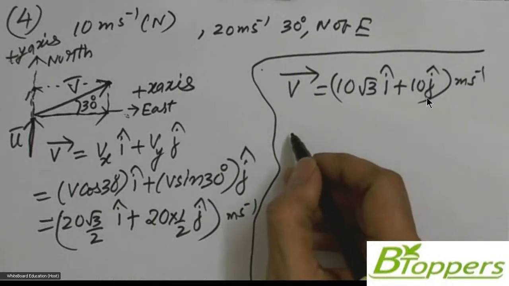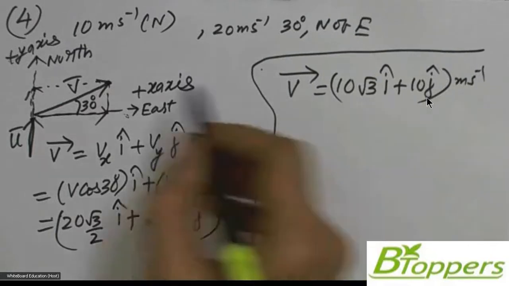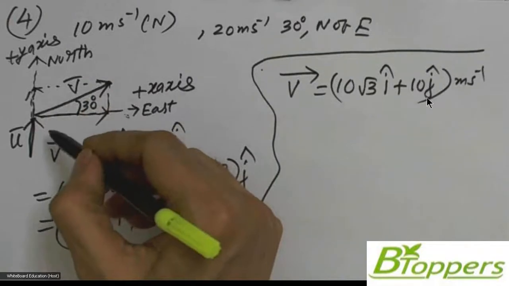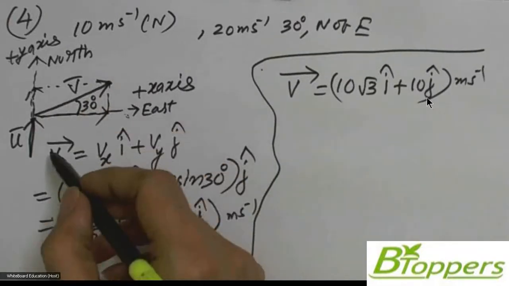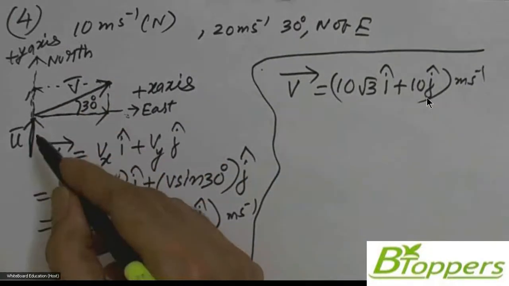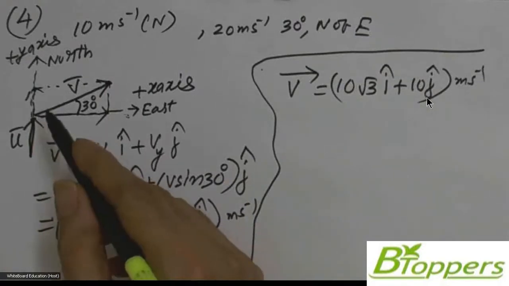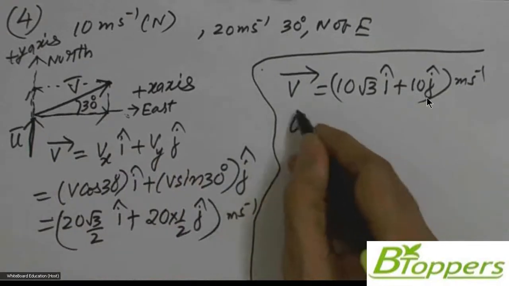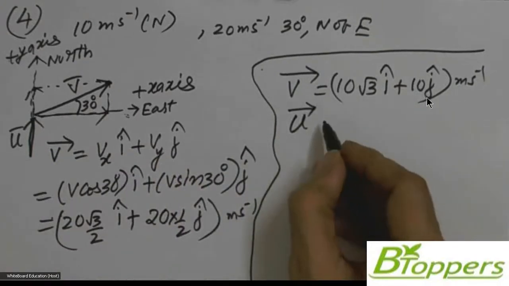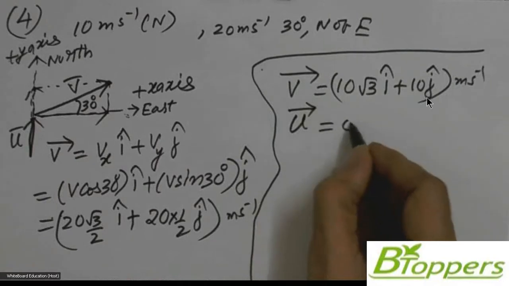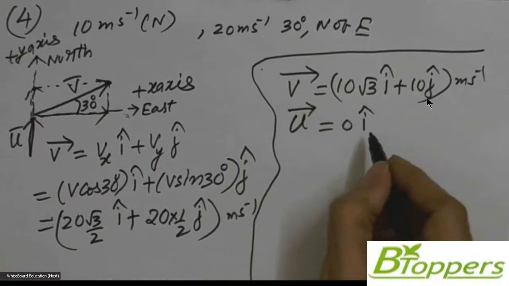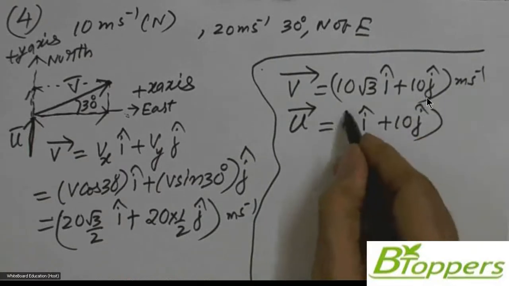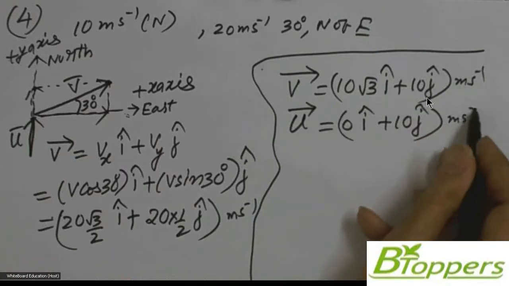The initial velocity of the particle is 10 meters per second towards north. Towards north means along the positive y-axis. So the initial velocity vector u bar is directed horizontally towards north, along the positive y-axis, so its rectangular component along the x direction will be 0. Therefore, u bar can be written as 0 i cap plus 10 j cap meter per second.